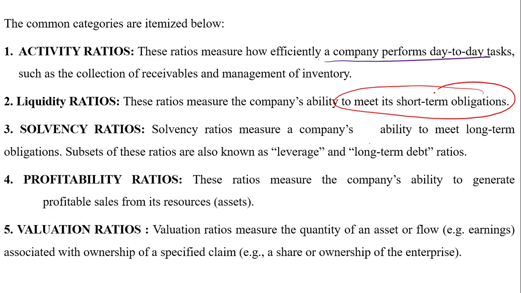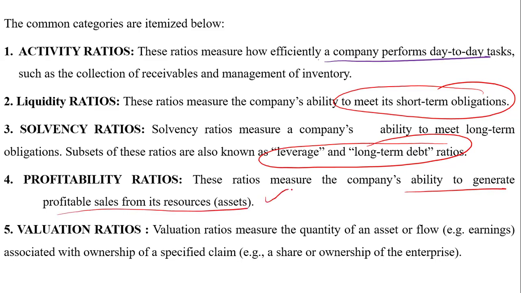While the solvency ratio gives anybody that is looking at an entity's financial record the ability to measure their what? Long-term obligation. Profitability measures ability to generate profitable sales. So that is what we look at. While valuation ratio measures the quantity of an asset flow in and out. Now, all these ratios measure how an organization performs.